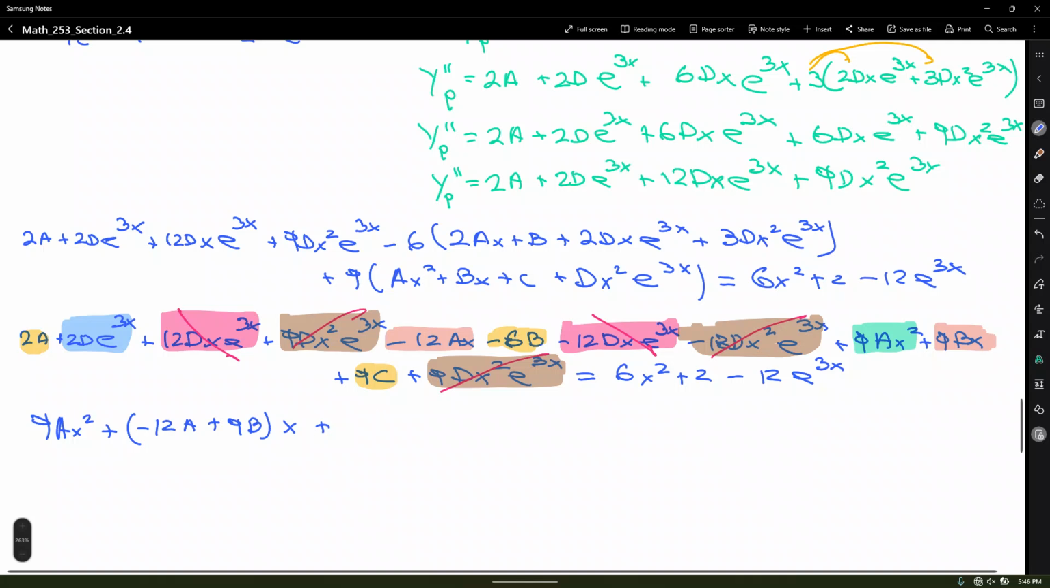Now constants, the ones in yellow here. I'm going to open parentheses to group them: 2a minus 6b plus 9c. And what's next? The next terms that survive the cancellations are the exponential, 2d plus 2d, 2d e to the 3x. And let that be equal to 6x squared.